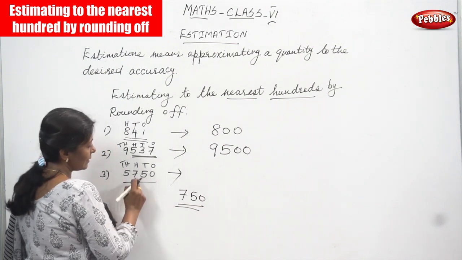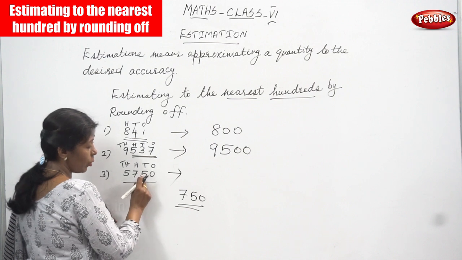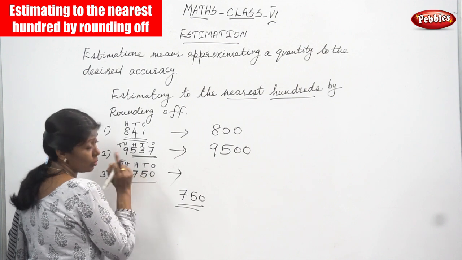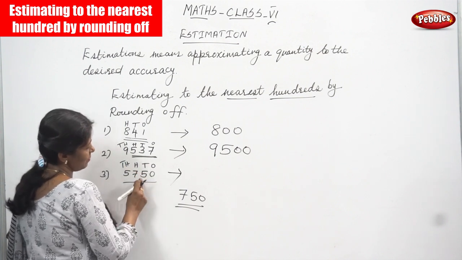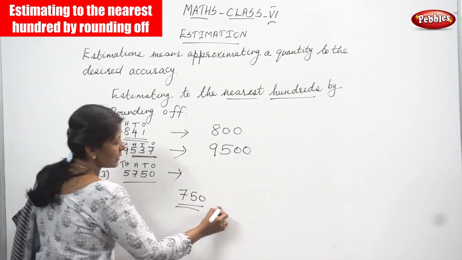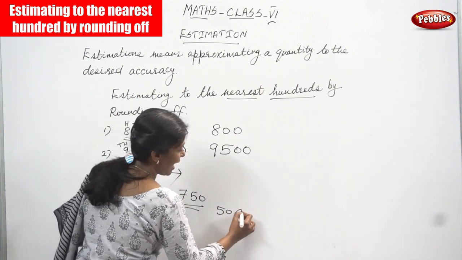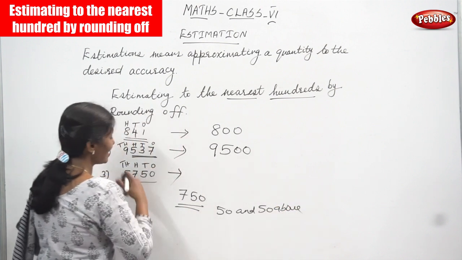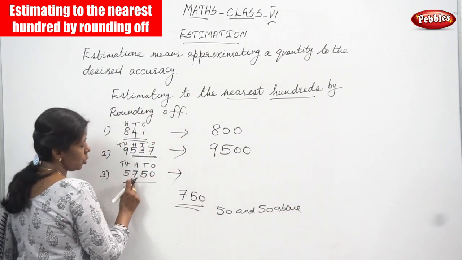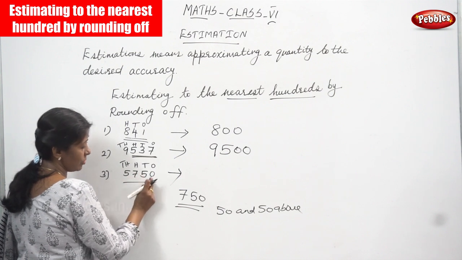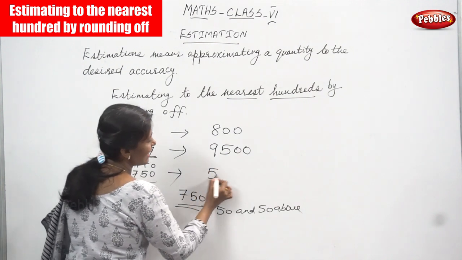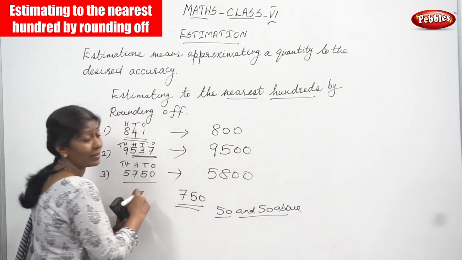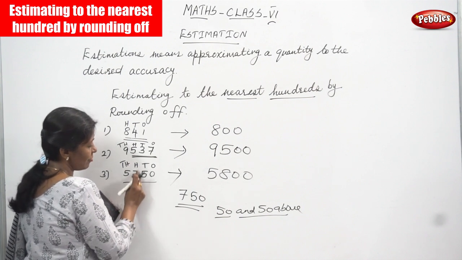So what you're going to do, even though you have to consider the nearest 100, you have to consider the tens and ones place value. What is the number in the tens place? This is 5. So 50. I've told you, 50 and 50 above means you have to go to the next digit. That means 5,750 becomes 5,800, because 50 and above means you have to add one more to the hundreds place.